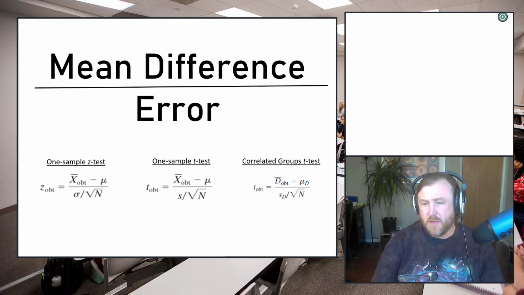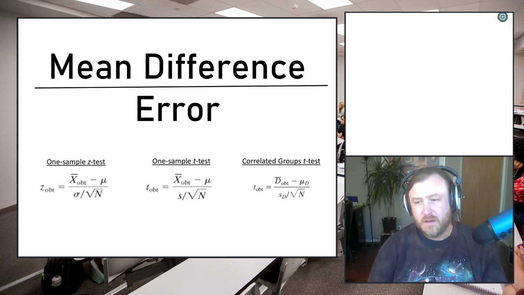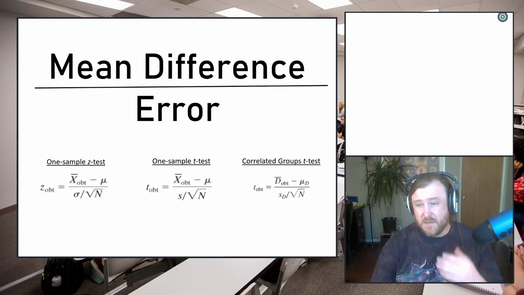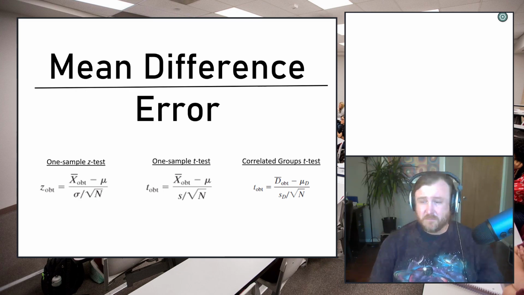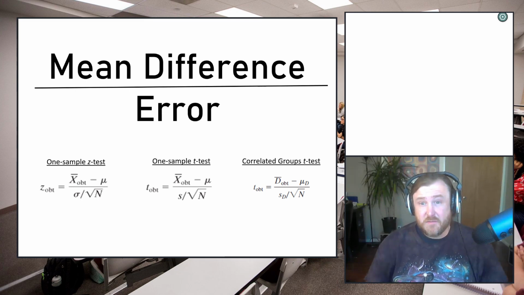And when we go over to the correlated groups t-test, we have the mean of the difference between time 1 and time 2 minus a hypothesized mean difference of 0. So our null hypothesis is going to be that there's no difference, right? And so that means we're just comparing the difference between time 1 and time 2 to 0, no difference. And then we divide by the standard deviation of the difference scores divided by the square root of n.